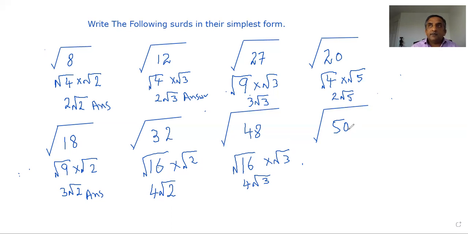Now the last one, it's very easy. We can split it down like 25 and 2, because we know that 25 times 2 is 50. So we can write square root of 25 and square root of 2, because 25 times 2 we get back 50. So square root of 25 is 5, and it's square root 2. And that's it really. This is how you work out whenever they ask you to write down surds in their simplest form.